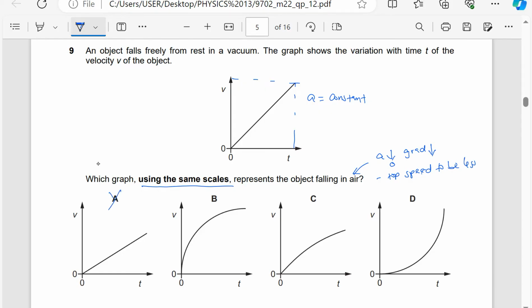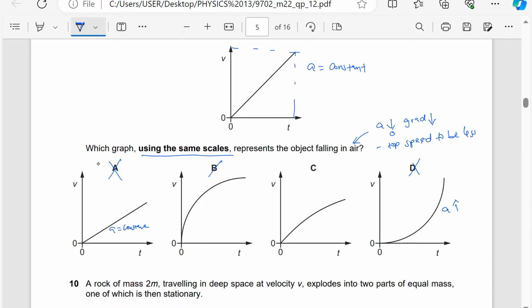So first of all, we ignore A and D, because A is showing constant acceleration, and D is showing the acceleration is increasing. So A and D are wrong. The acceleration should decrease. Then B is going to be wrong because B is showing that the top speed is the same even when there is air. Yet the top speed should be less. Both B and C show a decrease in the gradient, but the top speed in air is not the same as the top speed in a vacuum for the same object. So the answer is going to be C.